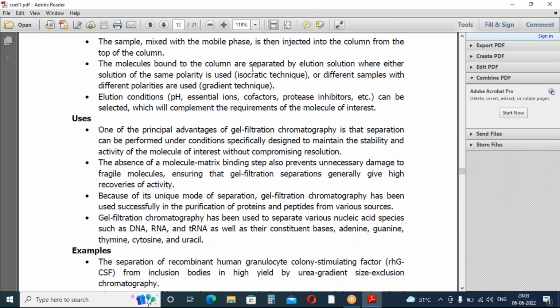Okay, and the molecules that are binding to the column are mainly separated, that means the elution process. Here the elution process is mainly based on the polarity, and also different conditions that are mainly used for the separation.